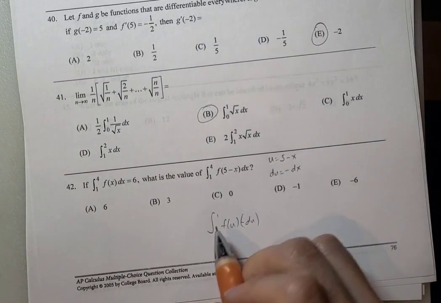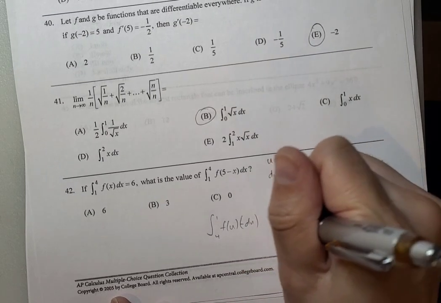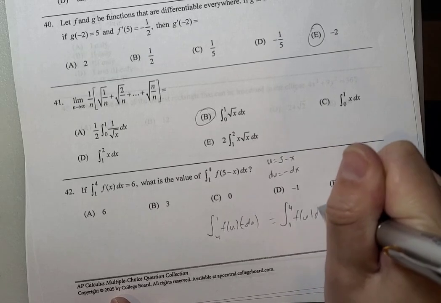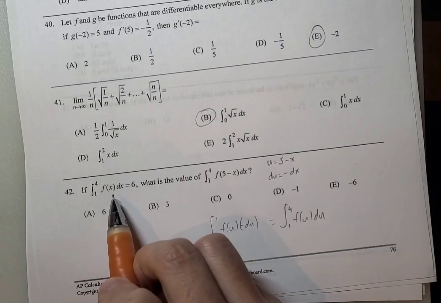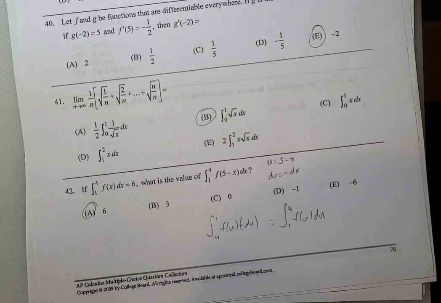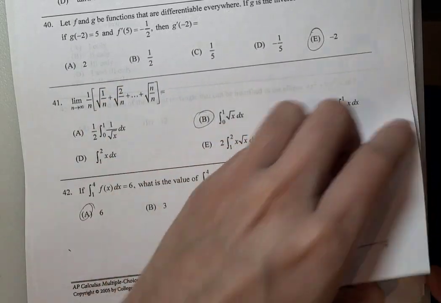We can flip our limits and add a negative sign. There's already a negative here, so we can make it positive. This is the same thing as this, just the variable name is different, right? So that's the answer. Okay, 3 more problems. Let's finish this.